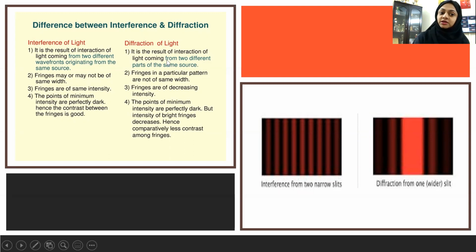Let us see what are the differences between interference and diffraction. Interference of light is the result of interaction of light coming from two different wavefronts originating from the same source. Why do we consider two wavefronts originating from the same source? Because the light sources should be coherent. It is very difficult to get two independent coherent sources of light.